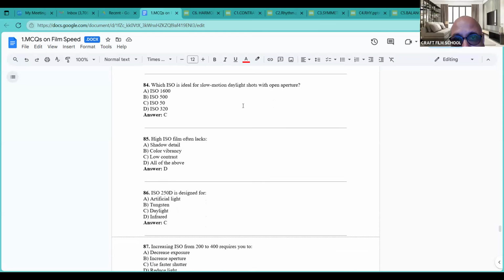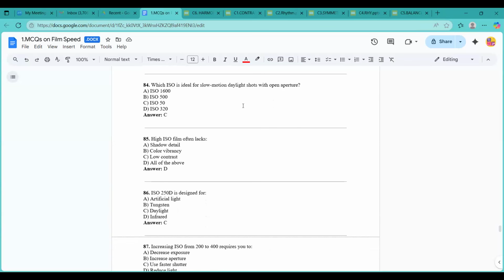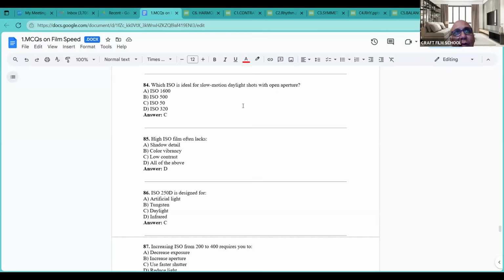Which ISO is ideal for a slow motion daylight shot with open aperture? Very, very tricky question. Who will explain this question? The answer is written C, but I am saying... Sir, may I? Yeah, please. For example, in a digital camera, to shoot slow motion we need a higher FPS number. That means we need more light. High frames per second means that instead of shooting 24 frames per second, you are shooting, for example, 48, and double of 48 is 96.